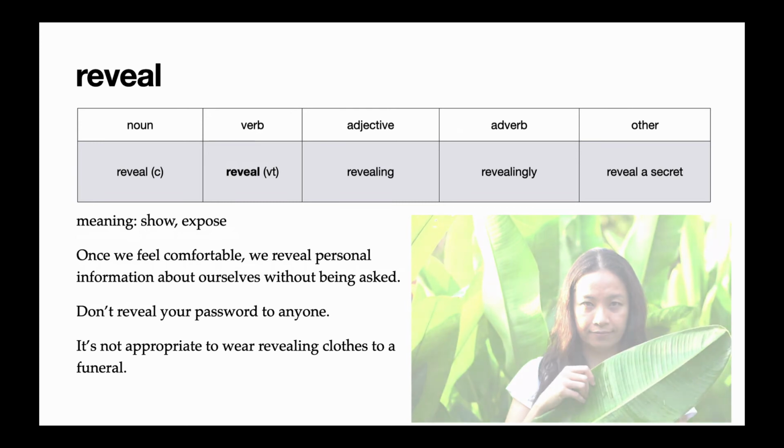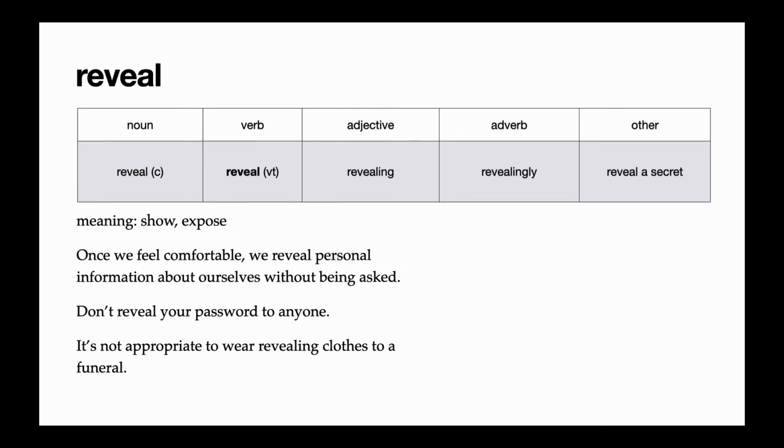In the reading, we said, once we feel comfortable, we reveal personal information about ourselves without being asked. That means we are telling personal information here. The second example says, don't reveal your password to anyone, right? Don't tell your password to anyone. The third example shows revealing as an adjective. It's not appropriate to wear revealing clothes to a funeral. So here, revealing clothes are clothes that show too much of you.